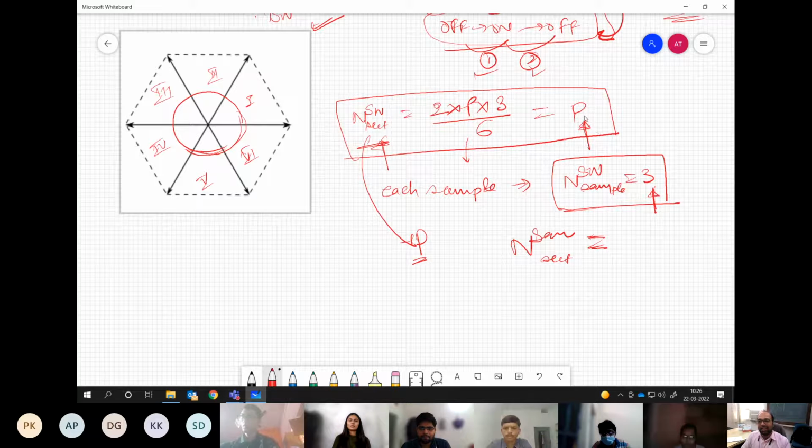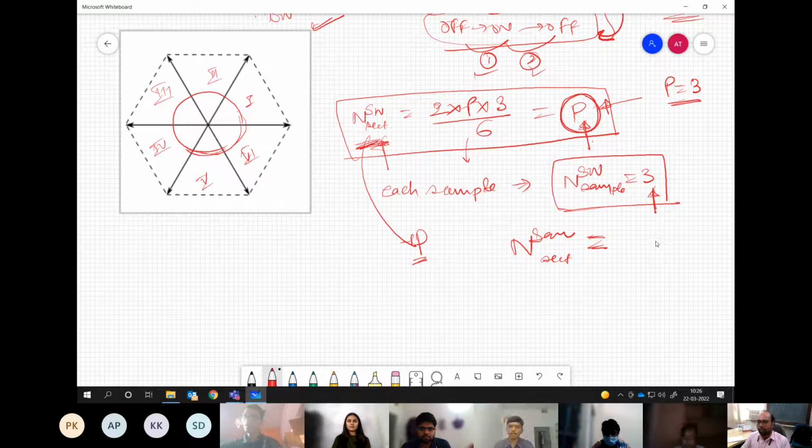See, what is this number? Tell me again. Sir, pulse number. That's okay. Pulse number, what other thing do we have related to it? So the number of switchings per sector. Per sector. So the number of switchings per sector is P. Say P equals 3.